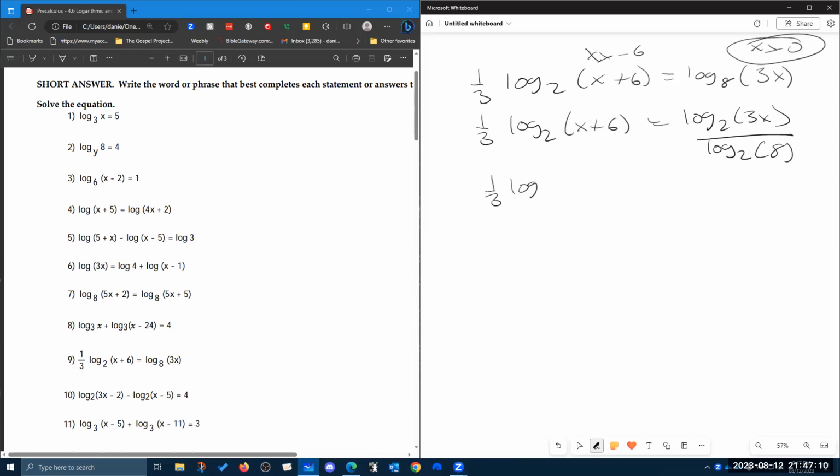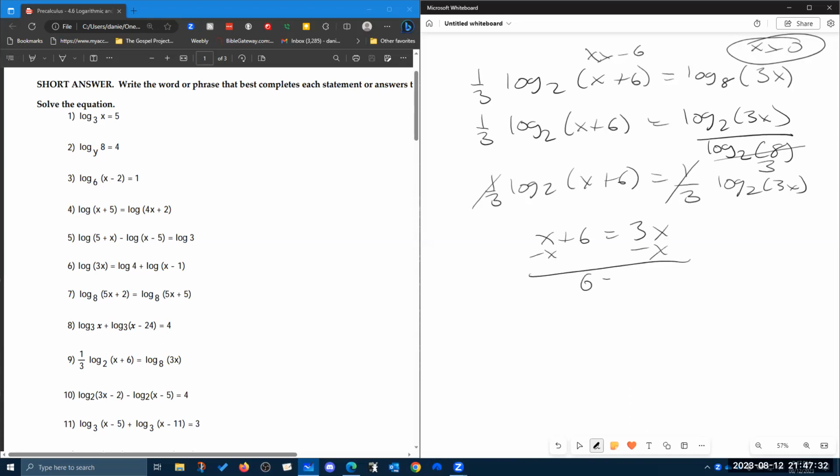1/3 log base 2 of (x plus 6) equals 1/3, because this is 3, log base 2 of 3x. Multiply both sides by 3. Get rid of the log base 2's. X plus 6 equals 3x. Subtract x from both sides. 6 equals 2x. X equals 3. 3 is greater than 0.